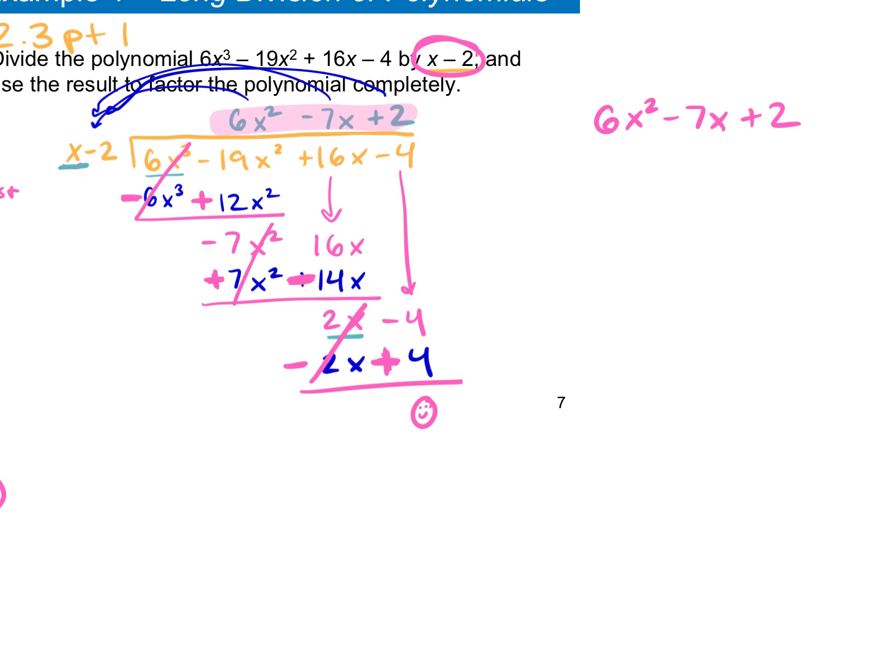How would I factor this? What do we do? Awesome. We always want to multiply the first times the last when our leading coefficient's not 1. So we got 12. Our two factors of 12 that add to negative 7 would be negative 4 and negative 3. So we have x minus 4 and x minus 3. What do we have to do next? If we start by multiplying, what do we have to remember to do?